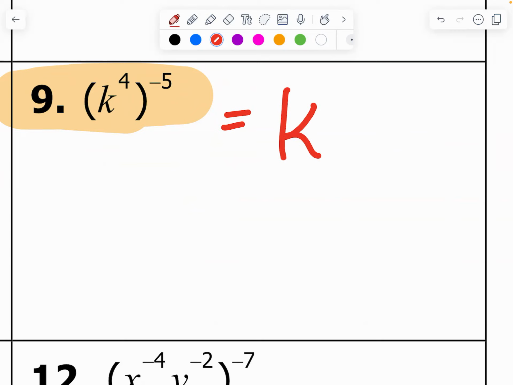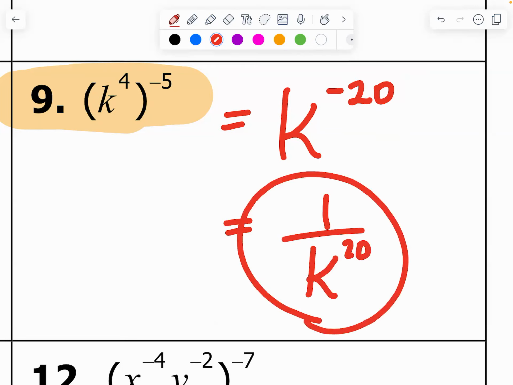So, Kanaya, what's 4 times negative 5? Negative 20, or, you know what I meant. Oh, yeah. 1 over k to the 20. Okay? Since we have a negative exponent, we're going to have to rewrite it so that negative exponent goes to the denominator and becomes positive.